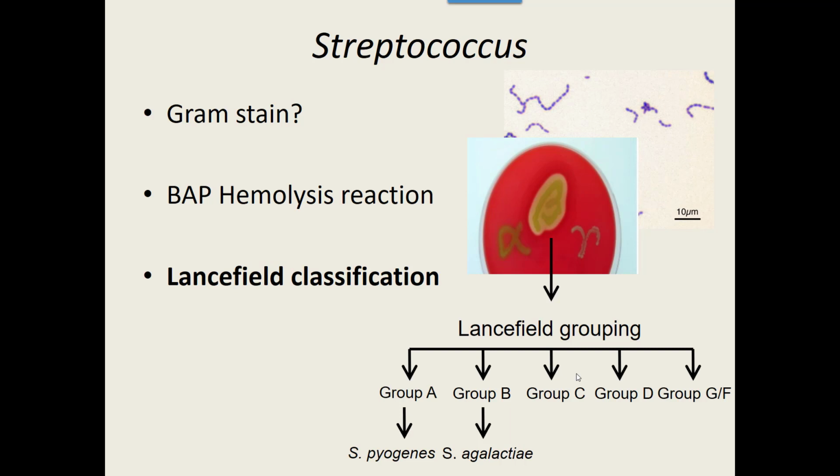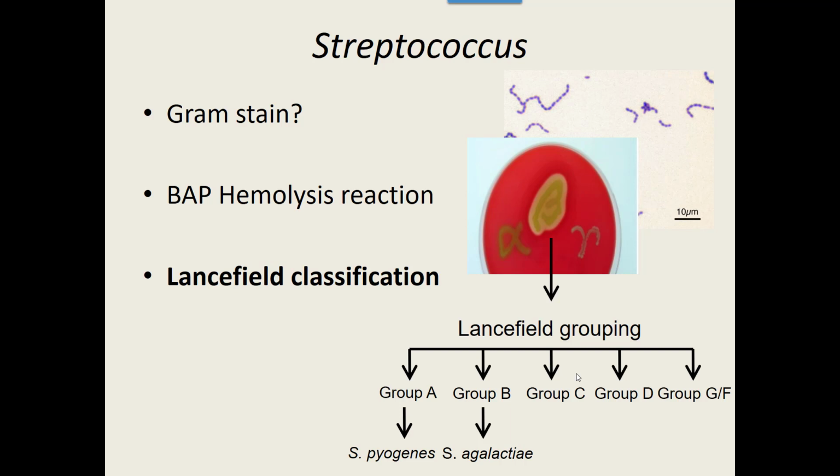Now, the Lancefield grouping depends on what kind of antigen it has. There are A antigens, B antigens, C antigens, D antigens, and even G and F. The only two groups we really care about are A and B, because these are the Streptococcus that can affect humans. Group A, our top one that we will talk about, and we've already talked about in lab, is Streptococcus pyogenes. And group B is Streptococcus agalactiae, that causes human diseases.